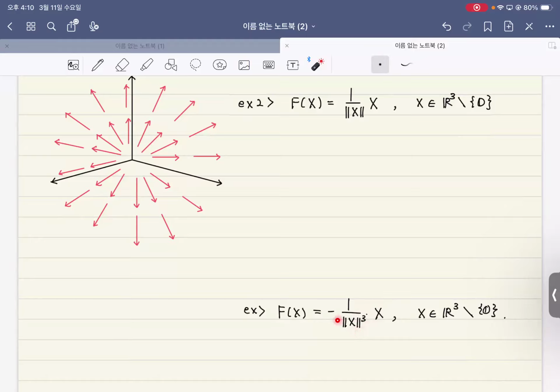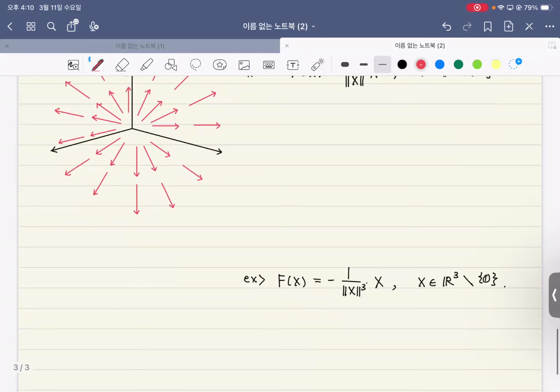So that means the length of this vector field is proportional to the inverse square of the distance from the origin, right? As you get far from the origin, the length of the vector will decrease rapidly. Such a vector field is considered very important. So we say this is an inverse square field.